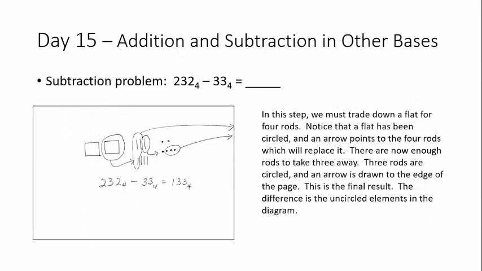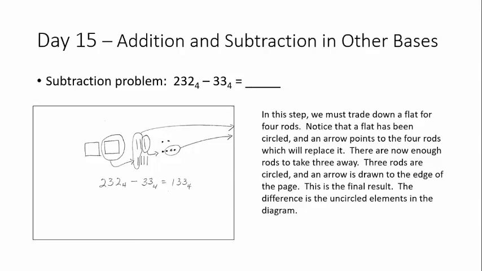The next thing I need to do is take away 3 rods, and there are not 3 rods there. So I trade down again. 1 flat will be traded down for 4 rods. And so notice how I've circled a flat, I've drawn in 4 rods, and I draw an arrow from the circled flat to the 4 rods that I drew. I'm able to take away 3 now, and I can circle any 3 that I want. I will draw an arrow to the edge of the page to show that they're being taken away.